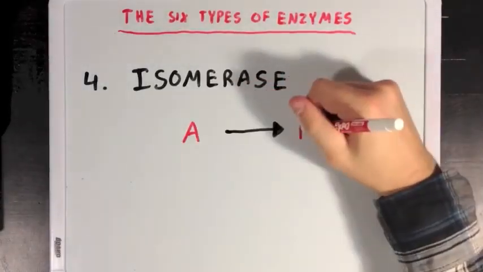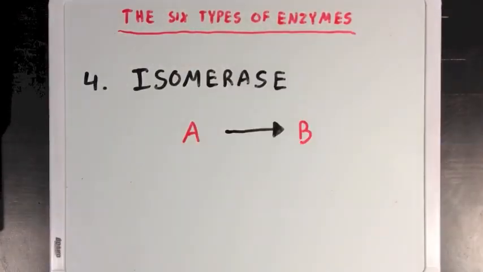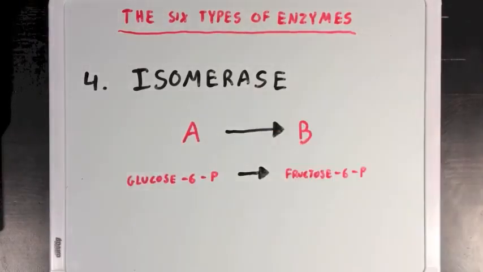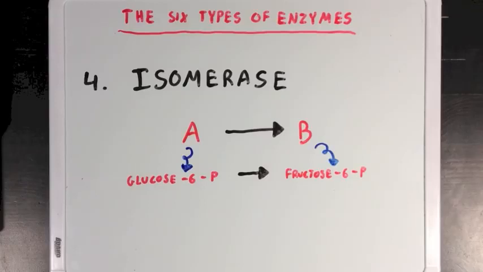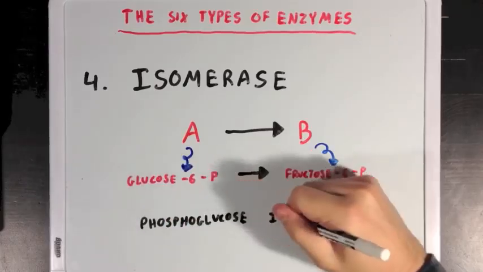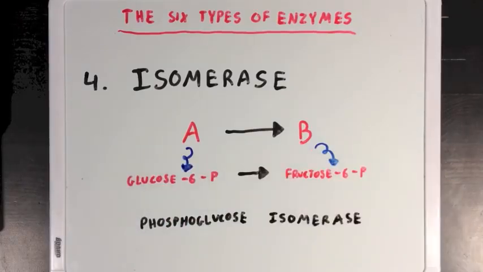Next, we have the isomerase group. And enzymes in this group are typically involved in reactions where a molecule like molecule A is being converted to one of its isomers. And an example of this type of a reaction is the conversion of glucose 6-phosphate to fructose 6-phosphate, which is one of the steps of glycolysis that you may remember. Now, this reaction is catalyzed by an enzyme called phosphoglucose isomerase, which is appropriately named since it creates isomers of glucose molecules that are phosphorylated.